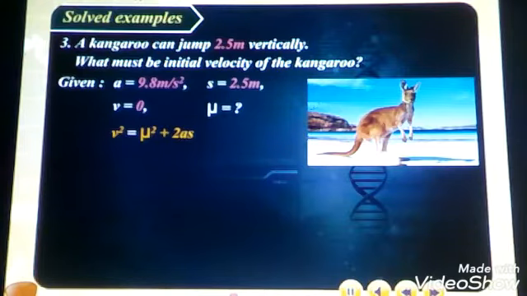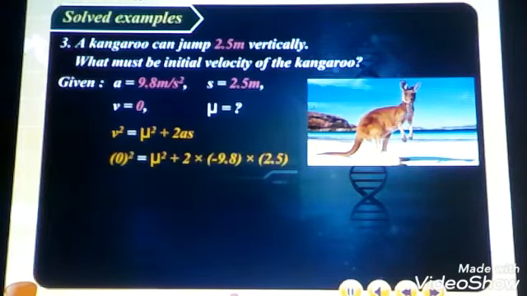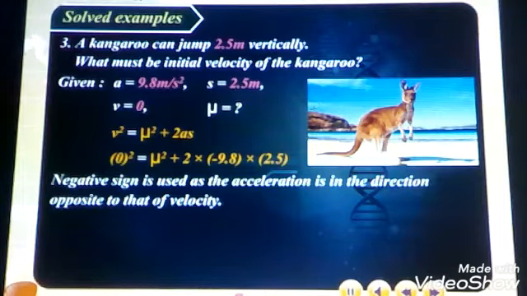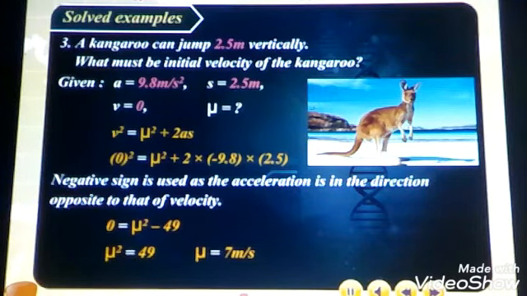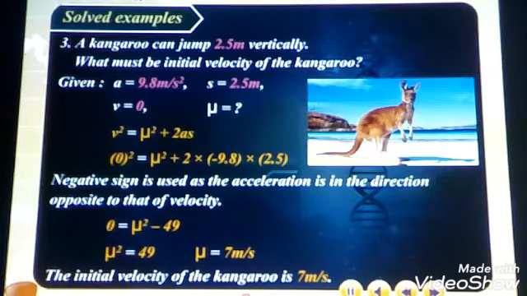Therefore v square is equal to u square plus twice of as. Here v is equal to 0, so 0 is equal to u square plus 2 into minus 9.8 into 2.5. Here we'll take the 9.8 as negative because it is negative acceleration, in the opposite direction of the gravitational force. So therefore 0 is equal to u square minus 49. So therefore u square is equal to 49. So therefore u is equal to 7 meter per second when we take the square root on both the hand sides.